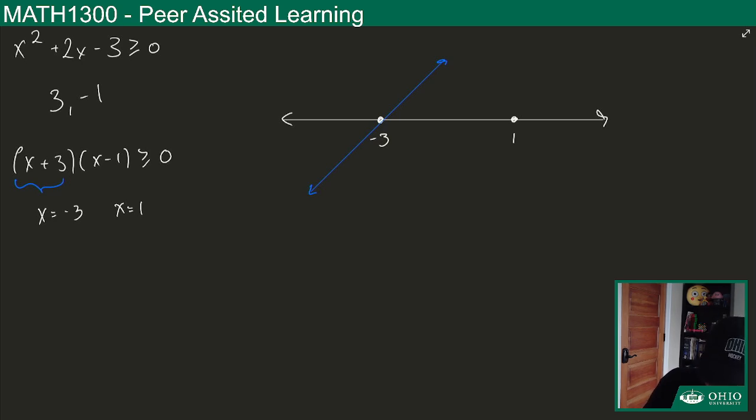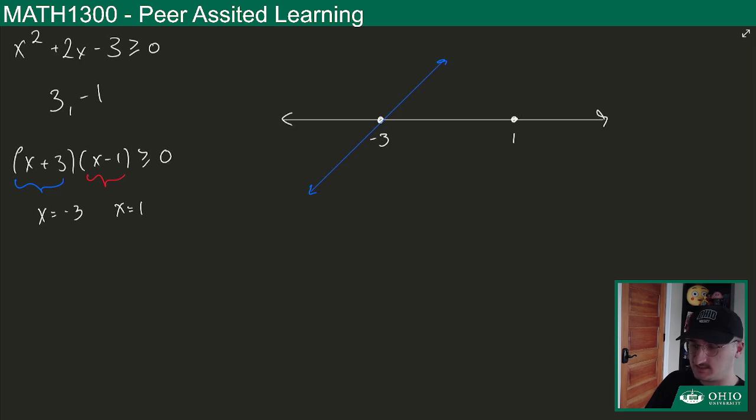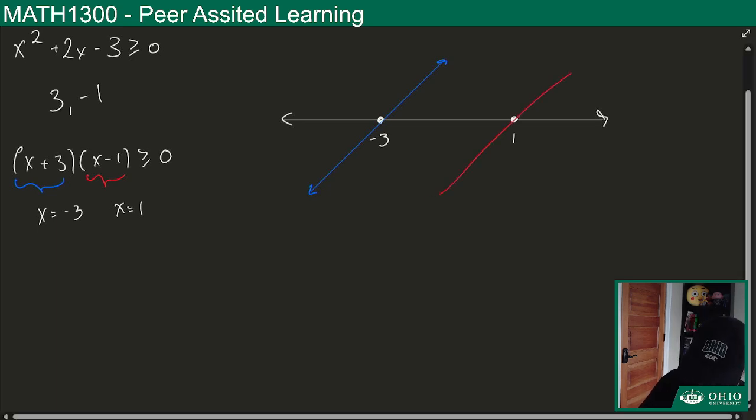So we have x minus 1, and again, positive line. If I'm less than 1, I'm going to get a negative value. If I'm greater than 1, I get a positive value. And so we can again represent this by a straight line through the point, like so.